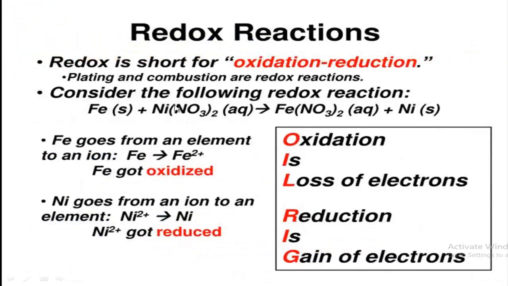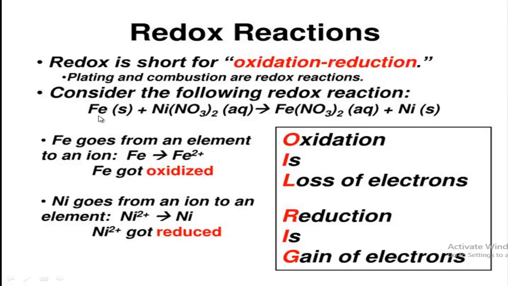Now, this term redox is actually a short form of oxidation and reduction. Now we will follow an example where we will see how both oxidation and reduction occur in an equation. Here, iron reacts with nickel nitrate solution and produces ferrous nitrate aqueous solution and nickel.